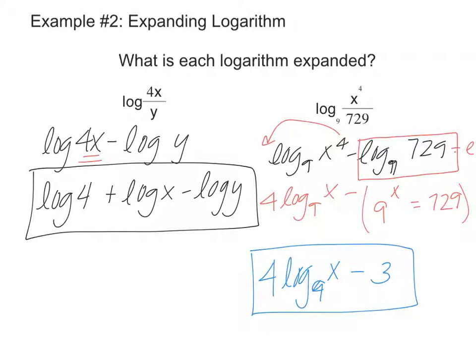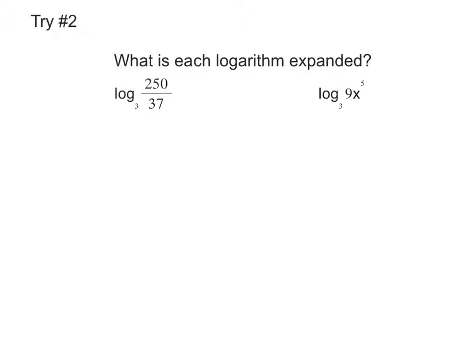Let's look at our try. It says, expand each logarithm. So again, the first thing I notice is division. They have a common base, so this is log base 3 of 250 minus log base 3 of 37.